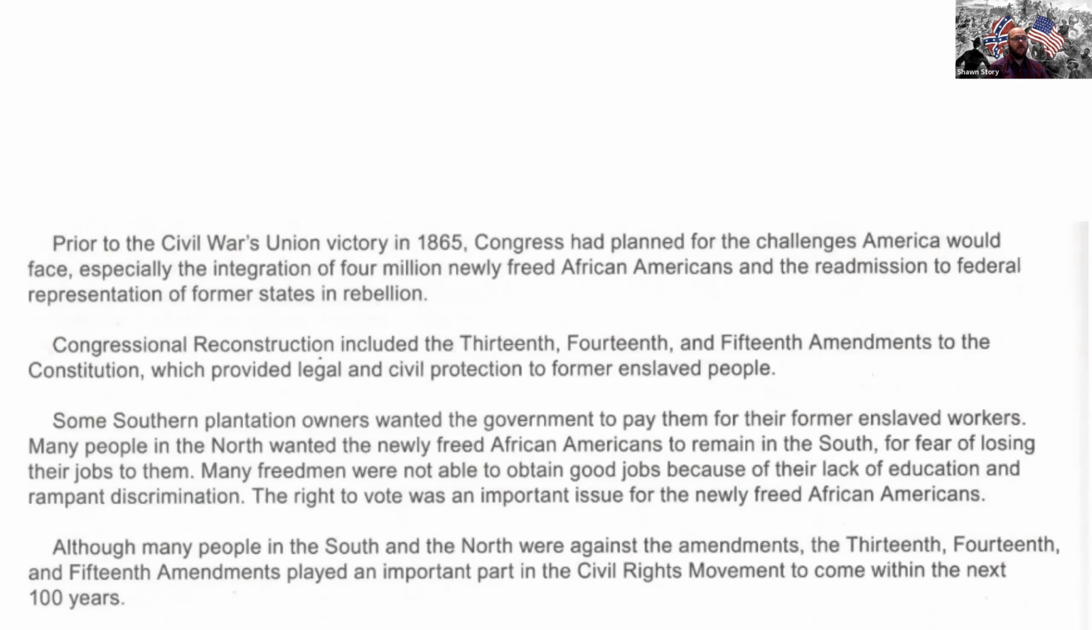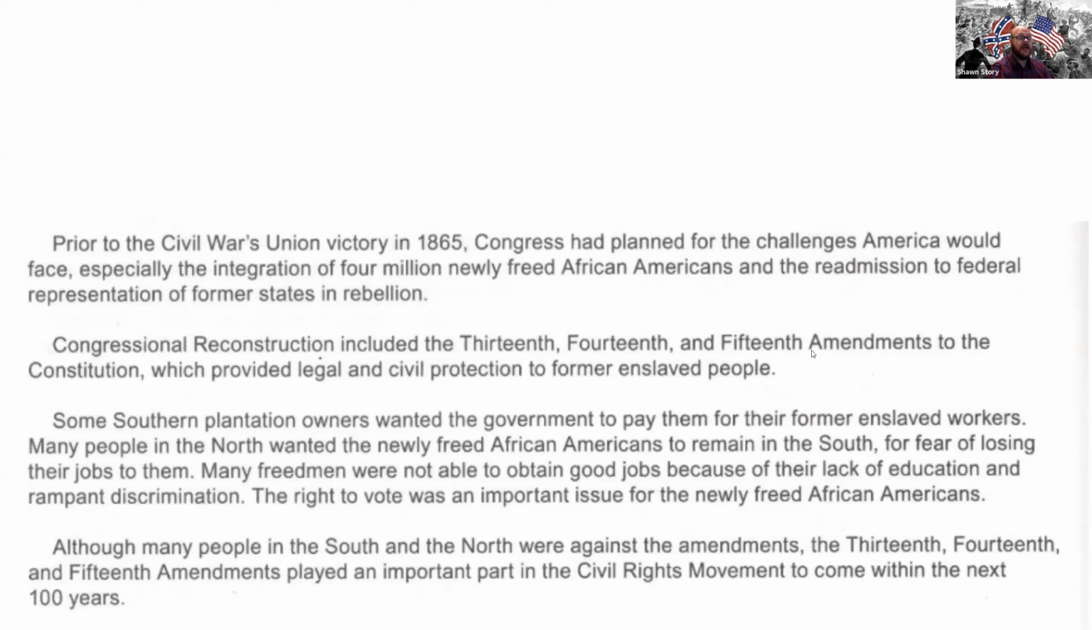Many people in the North wanted the newly freed African Americans to remain in the South for fear of losing their jobs to them. Many freedmen were not able to obtain good jobs because of their lack of education and rampant discrimination. The right to vote was an important issue for the newly freed African Americans. Although many people in the South and the North were against the amendments, the 13th, 14th, and 15th Amendments paved an important part in the civil rights movement to come within the next 100 years.